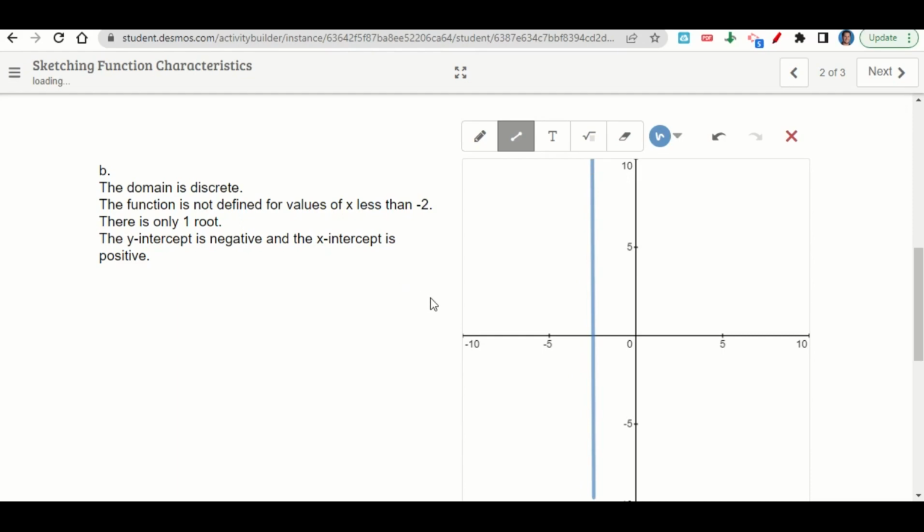And there's only 1 root. So we don't know where it is, but there's 1 root somewhere here. And the y-intercept is negative and the x-intercept is positive. So y-intercept is negative, x-intercept is positive, something like that. And that means that it's going to look something like this, and it has 1 root, meaning that it passes through. So something like this could represent what we're looking at.